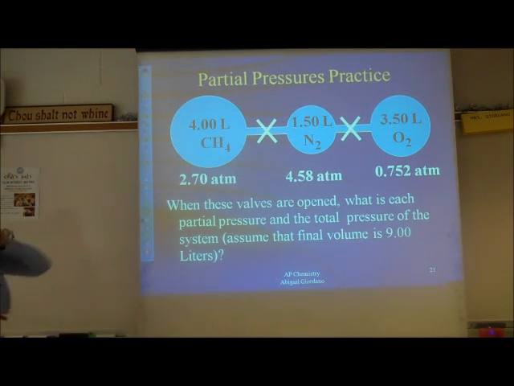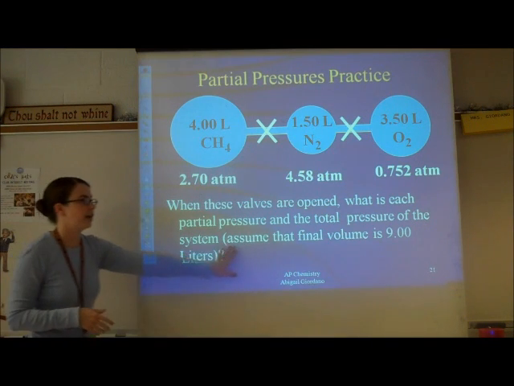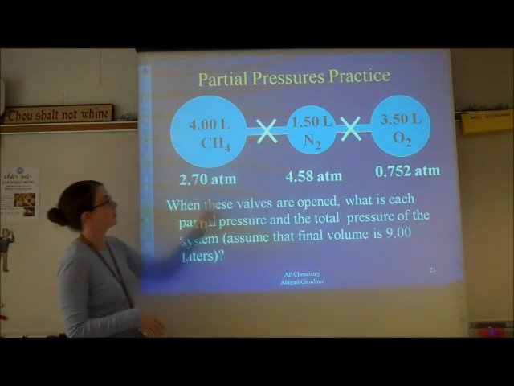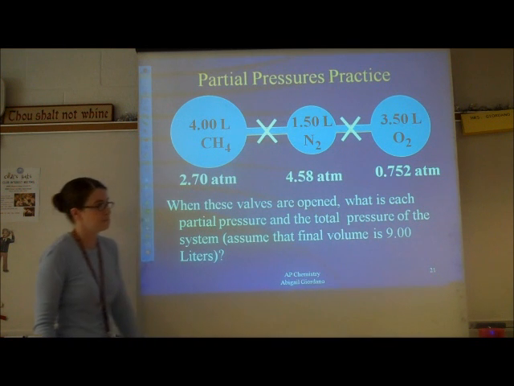Now let's look at the question. When these valves are opened, stop right there. Tell me what's going to happen here. They're going to mix. You don't have to do anything. You don't have to stir it. Gases spontaneously mix. And not only that, this is a really important part to solving this problem. Every single gas, all 3 gases, will expand to fill the entire volume. And it tells us down here, assume the final volume is 9 liters. That's just those 3 volumes put together.